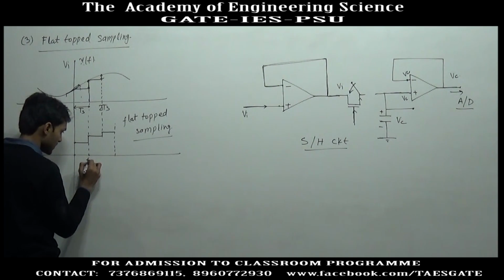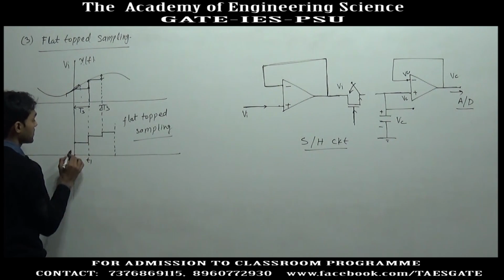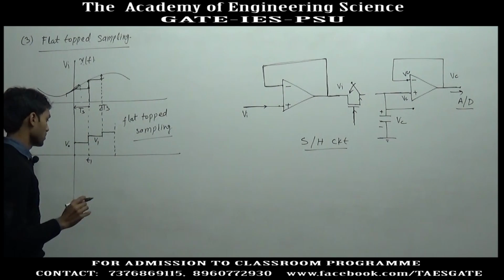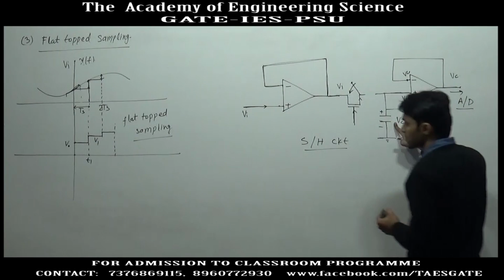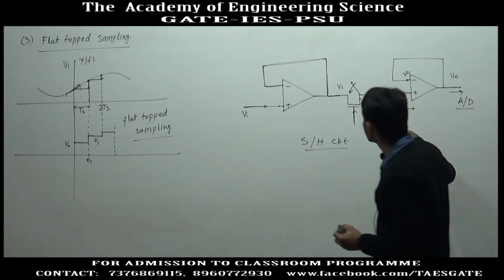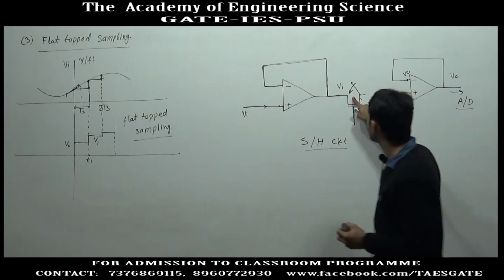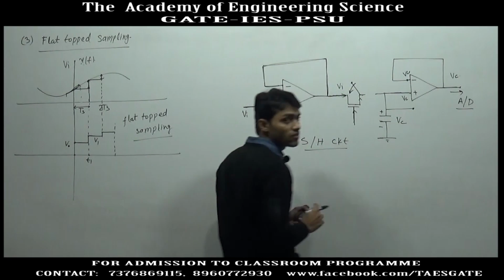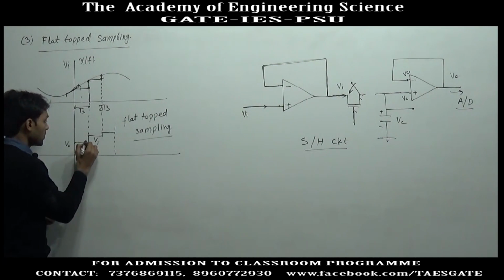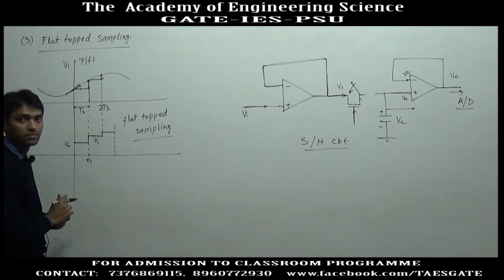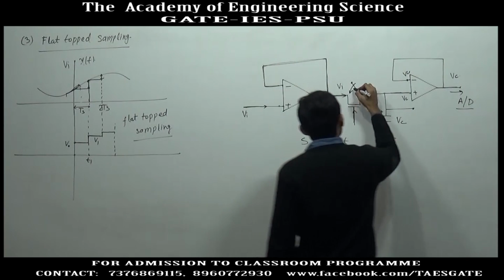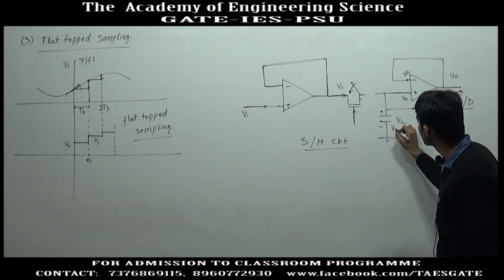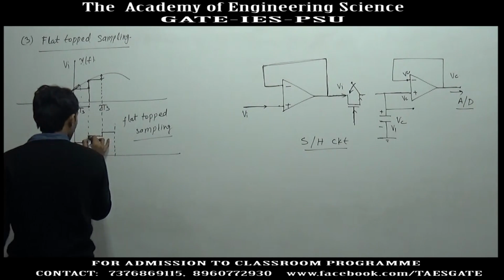Suppose this is instant t1, and before t1 the voltage of the capacitor would be v0, and at instant t1 the switch is closed. Now, if the switch is closed, current will flow from here, and ideally the voltage of the capacitor will instantly be v1. After it closes, when the switch opens, the capacitor will hold its voltage v1. So, we will get a constant voltage up to v1.